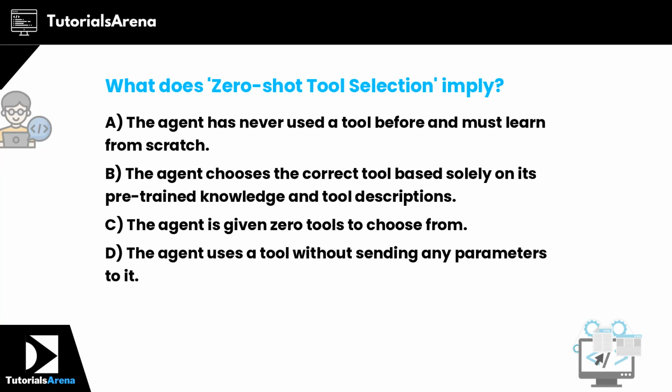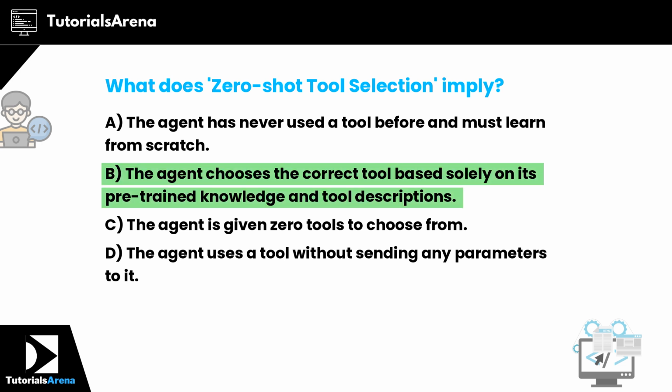What does zero-shot tool selection imply? The correct answer is option B. The agent chooses the correct tool based solely on its pre-trained knowledge and tool descriptions.